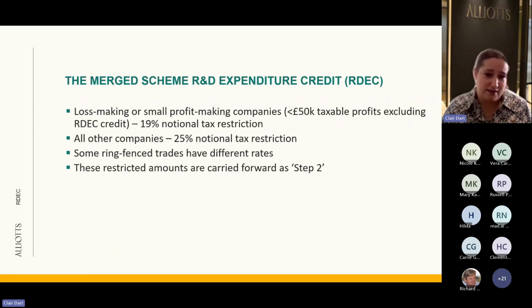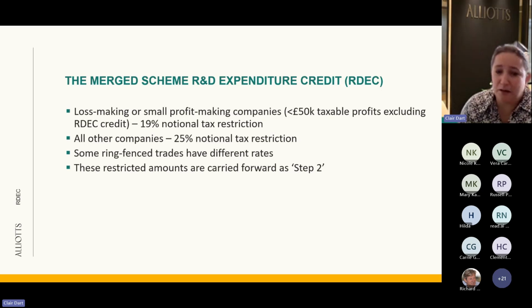To adjust for this, there is a notional tax adjustment at the small profits rate of 19% for loss-making and small profit-making companies, and at 25% for all other companies. There are some ring-fence trades that have some different rates, but these notional tax restrictions are then carried forward as what we call step 2 in the calculation, which is generally accepted to be a pretty complex calculation. But those step 2 amounts can then only be used to discharge a corporation tax liability in the future when the company does eventually make some profit.